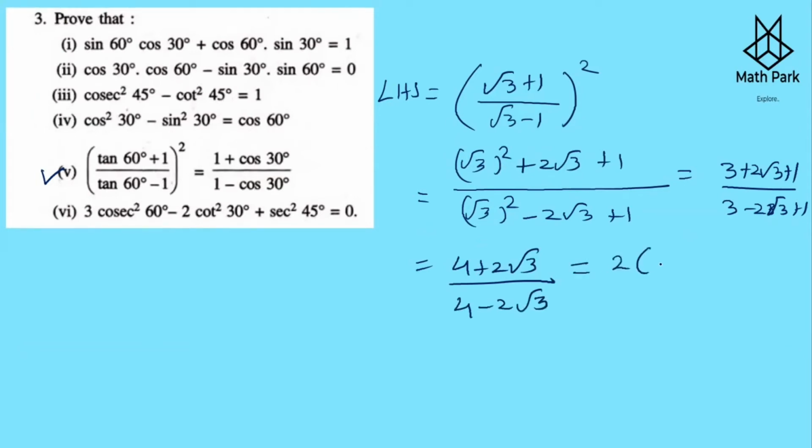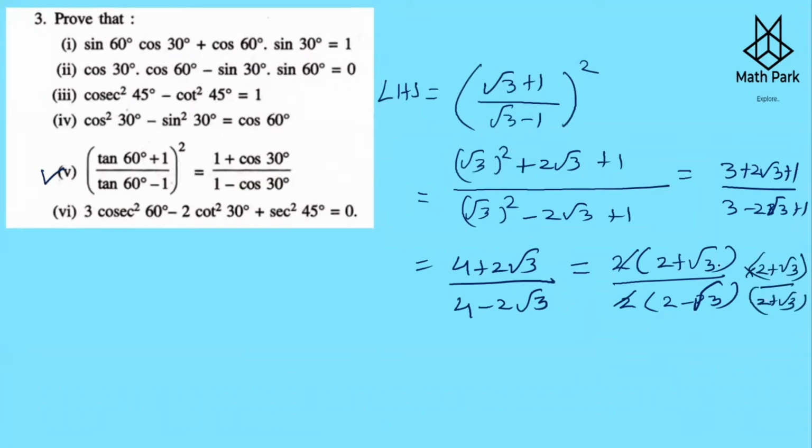So when we take 2 common, we are left with 2 plus root 3. The denominator also can be taken 2 common, so 2 in bracket 2 minus root 3. So this 2 and 2 got cancelled. Now we have 2 plus root 3 upon 2 minus root 3. Let us rationalize the denominator. So we will be multiplying by 2 plus root 3 upon 2 plus root 3.